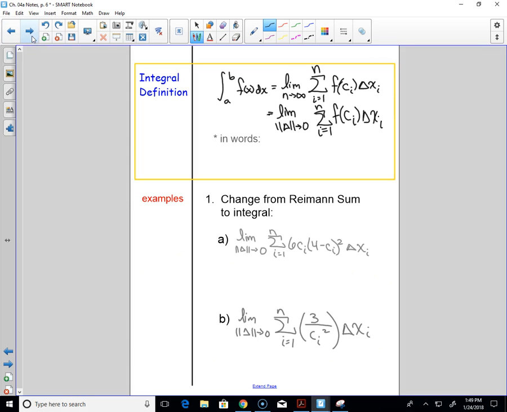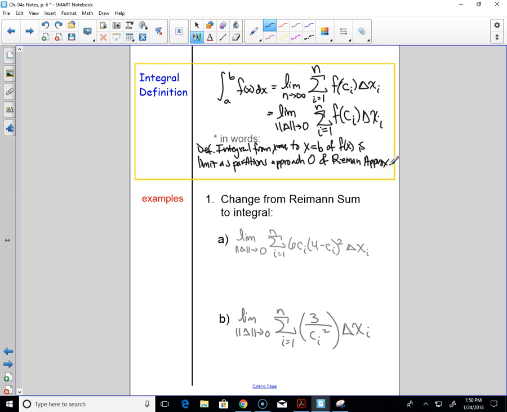They will stabilize, they will converge. So, in words, we could say the definite integral from x equals a to x equals b of f of x is the limit as the partitions approach 0 of the Riemann approximations. We'll put it that way.